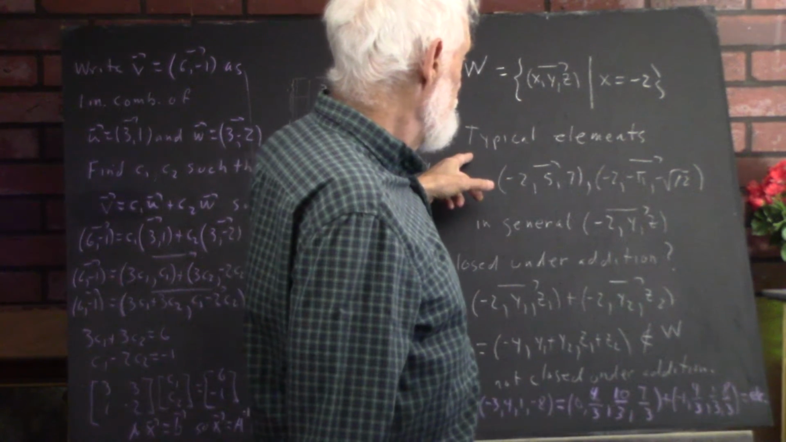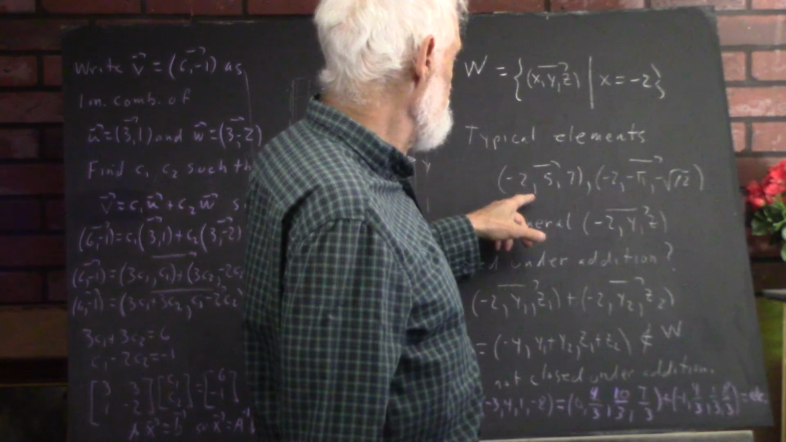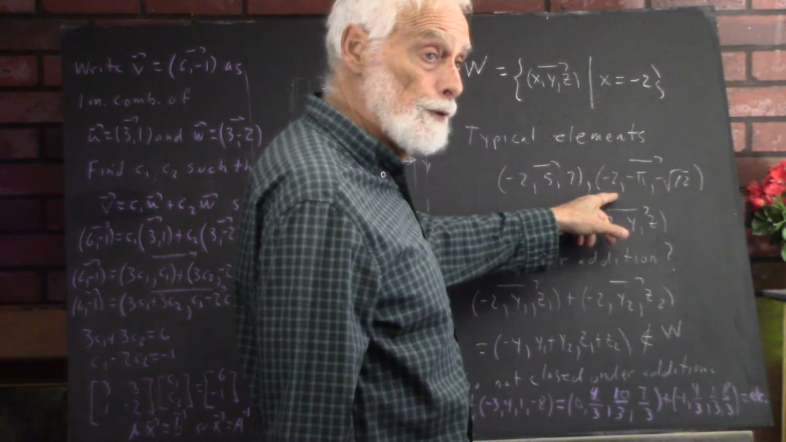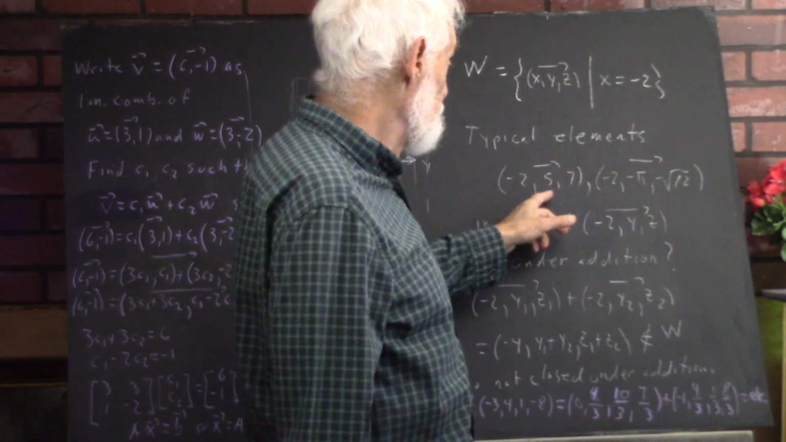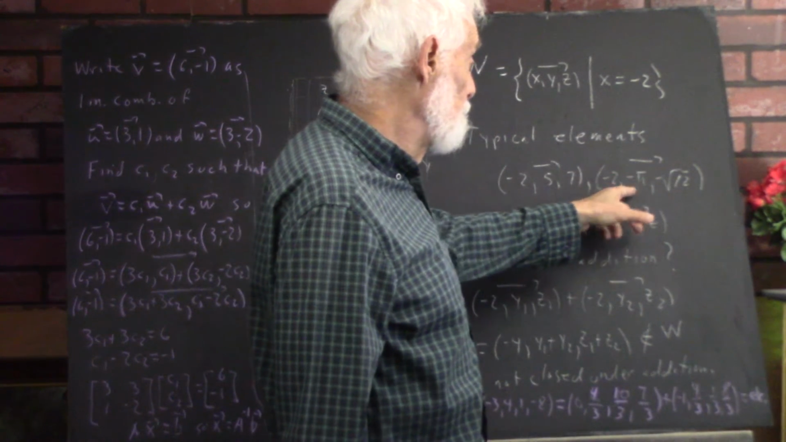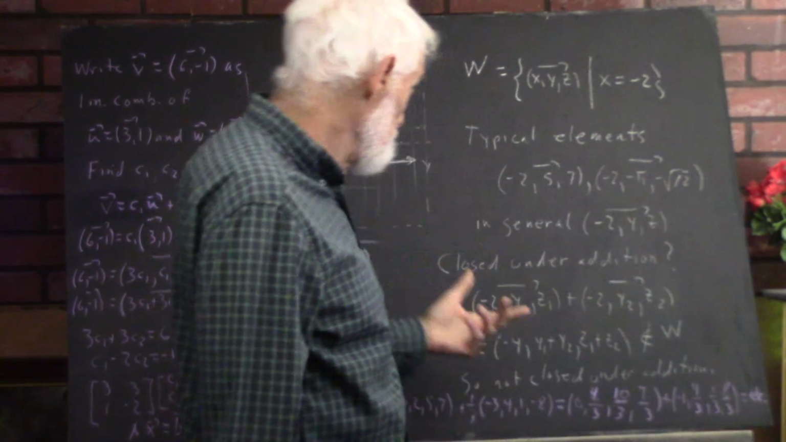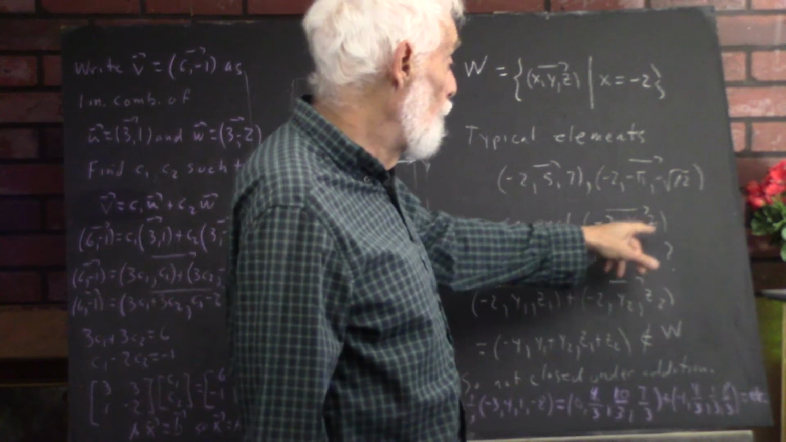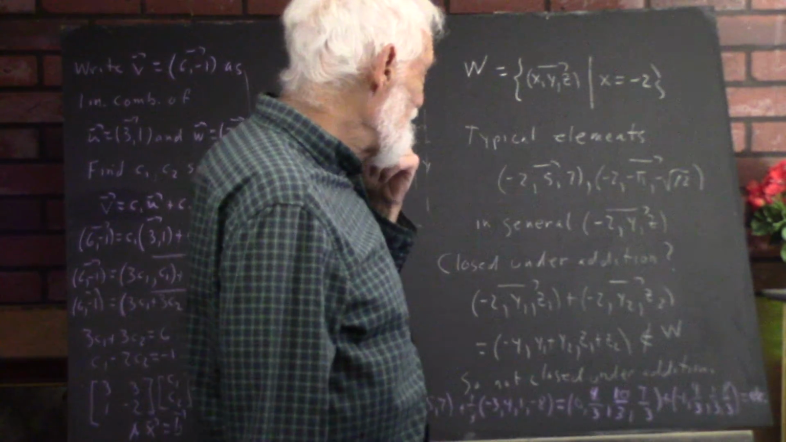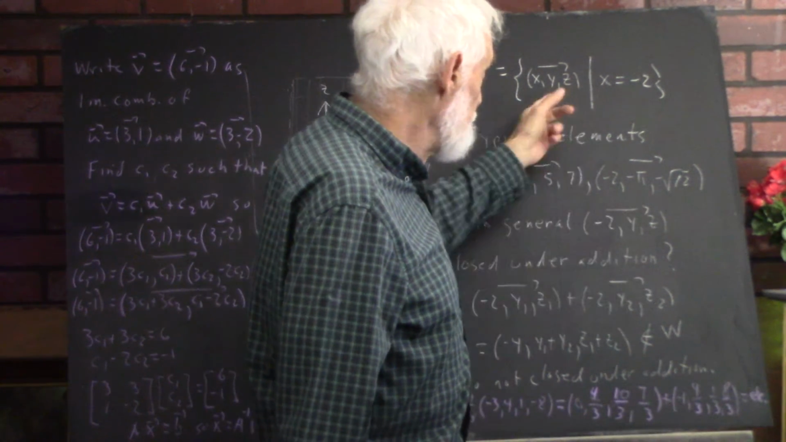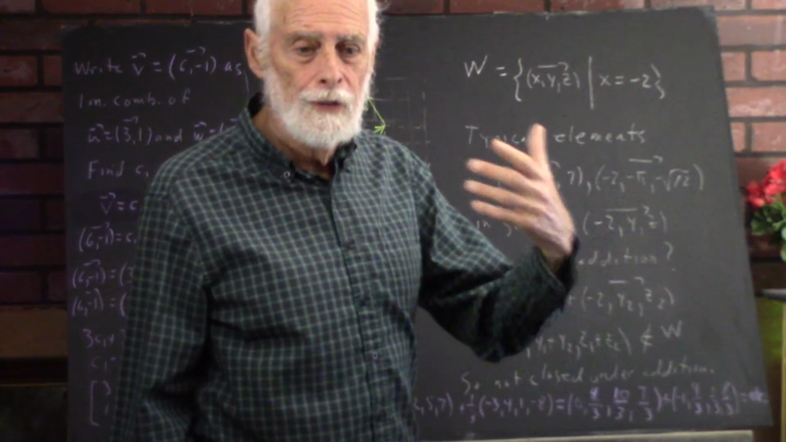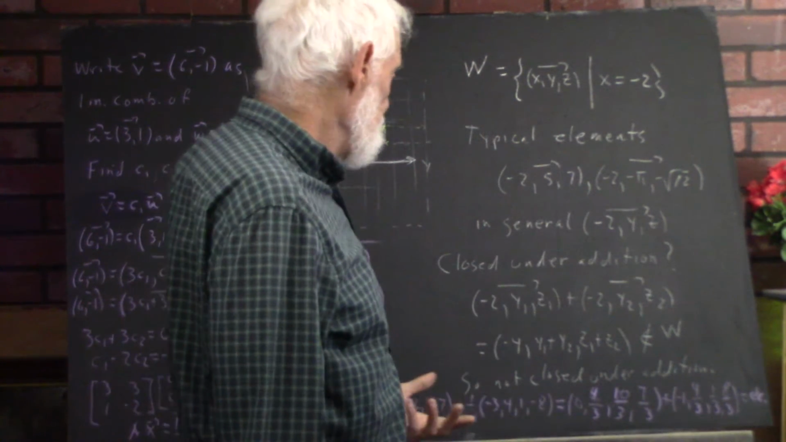We want to see if this is a subspace. Typical elements of the space, just to get a feel: anything with a negative 2 for the first coordinate. Negative 2, 5, 7; negative 2, negative pi, negative square root of 12. In general, negative 2, y, z. Question: is this set closed under addition, under vector addition?